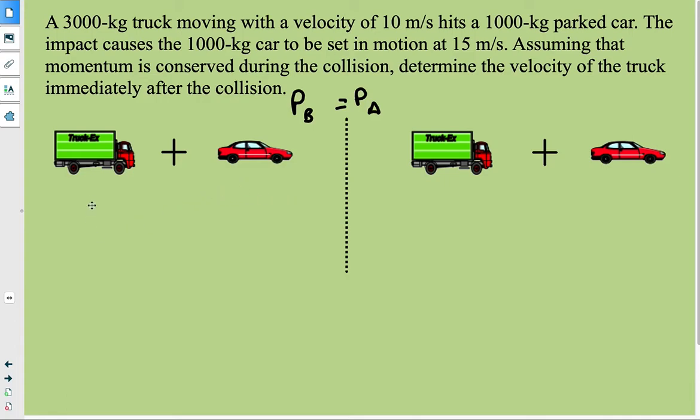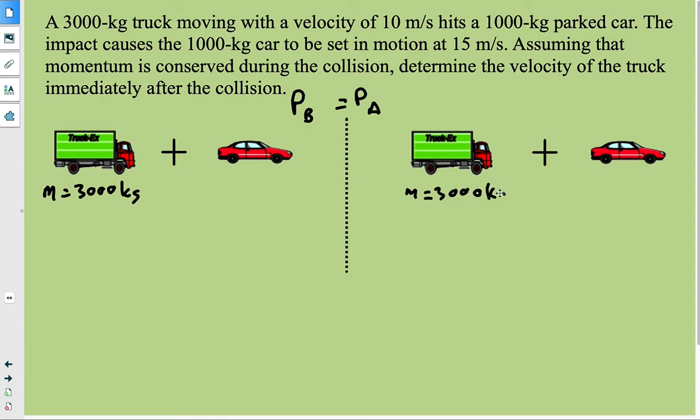So I like to draw little pictures. I always draw little pictures out when I do these problems. It just helps me out. Might help you guys out too. So I have the mass of the truck. The mass of the truck is going to be 3,000 kilograms, and it's not going to change before or after the collision.